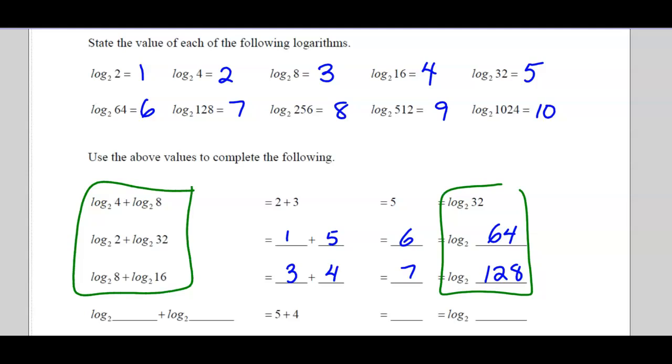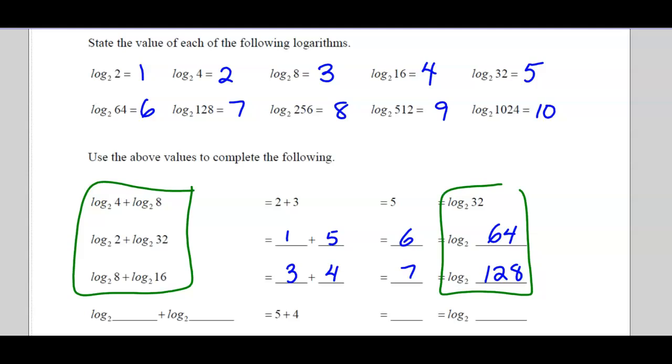Take a look at these values compared to these. Often we're going to be asked to simplify a log expression into one single log. They all have the same base, first of all, so base 2 in all of them. 4 and 8, 32. 2 and 32, 64. 8 and 16, 128. What's special about those arguments? How do they relate to each other? They're factors of this argument.